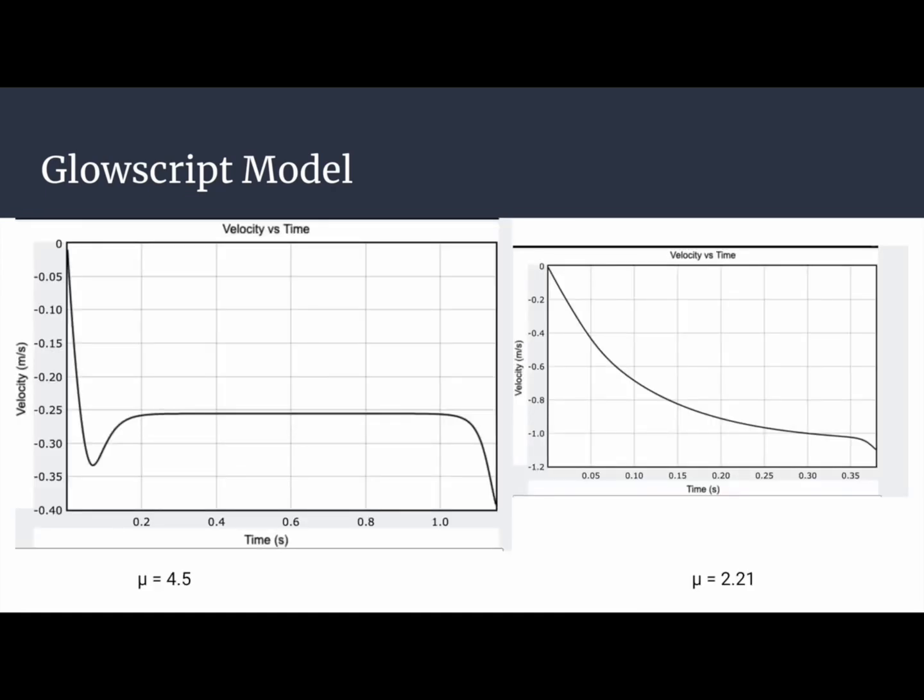As you can see, the graph on the right is the graph of velocity as a function of time using my mu value from lab 3. This was not the graph that I expected, and the time for it to fall through the tube was much lower than it had been experimentally. After playing around with the mu value a little bit, I came to a mu value of 4.5, which created a much more accurate graph.